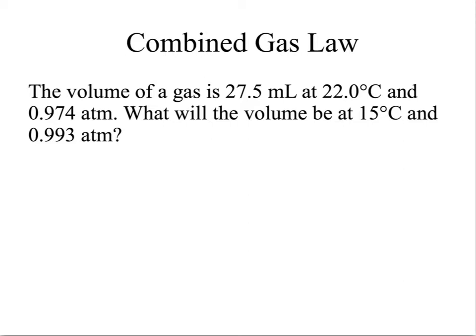So here's a combined gas law problem. The volume of a gas is 27.5 milliliters at 22.0 degrees Celsius and 0.974 atms of pressure. What will the volume be at 15 degrees Celsius and 0.993 atms? So first thing I want to do is write out all of my variables. So I have V1, P1, T1, and my final volume, V2, my final pressure, P2, and my final temperature, T2.